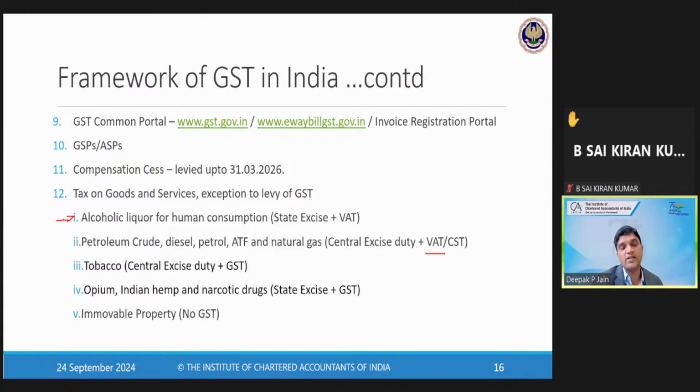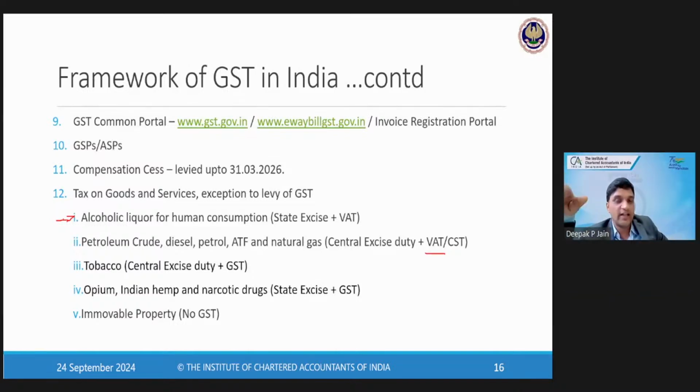And pre-GST, it was VAT for intrastate and CST for interstate, like how you have CGST, SGST now for intrastate and IGST for interstate. Similarly, prior to this, under the old regime, on these 5 petroleum products, you will pay central excise duty and VAT if you're making intrastate supply. You will pay central excise duty and CST if you're making any interstate supply.